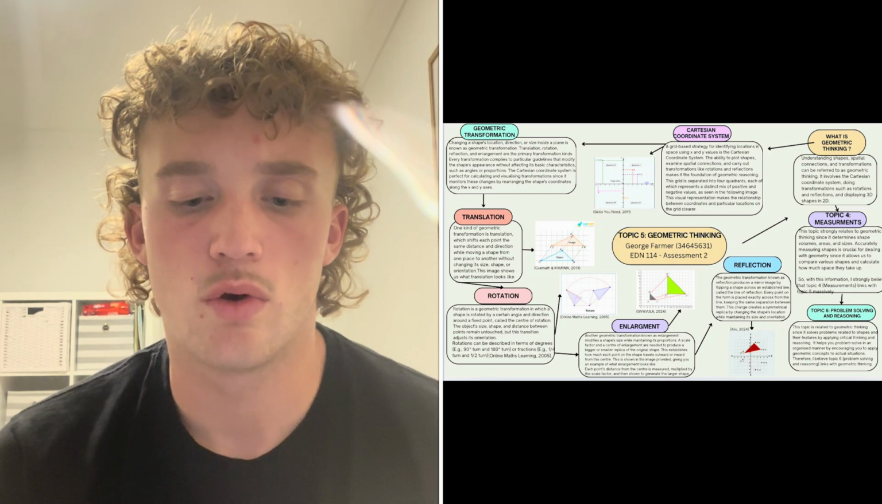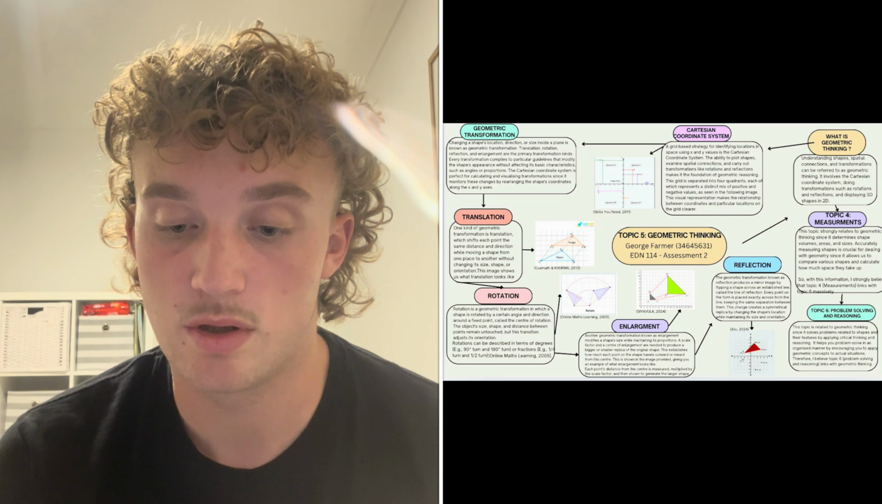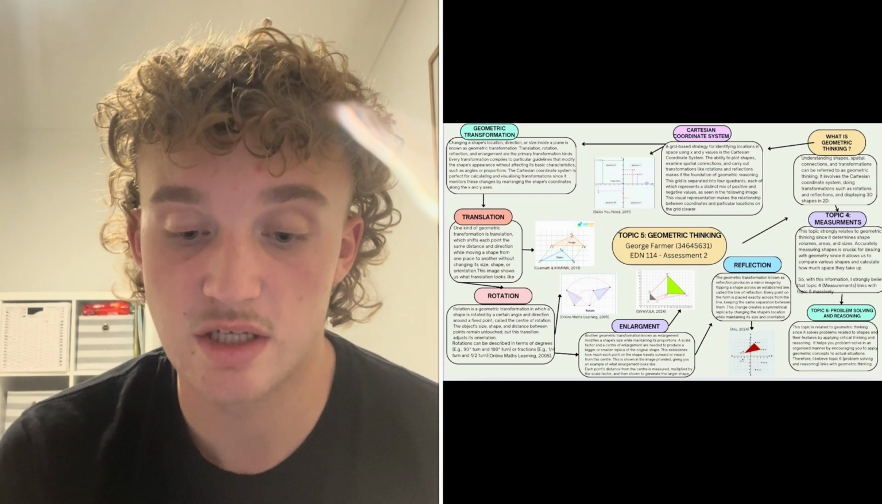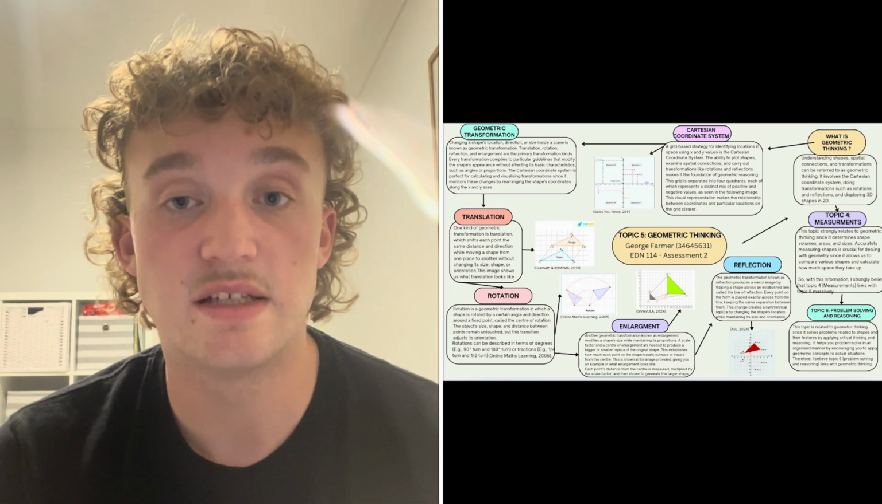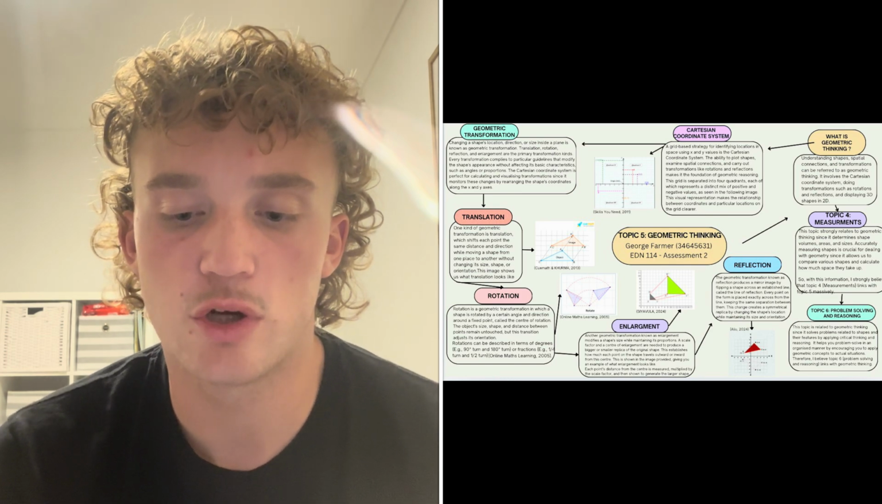Reflection. Reflection flips a shape over a line, creating a mirror image. If you flip a shape over the y-axis, the image appears on the opposite side, but the same size and form. This transformation is particularly useful for creating symmetry.